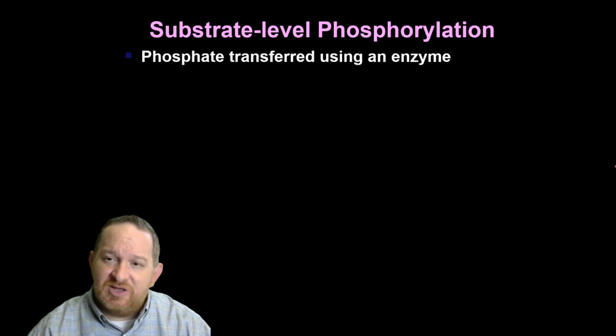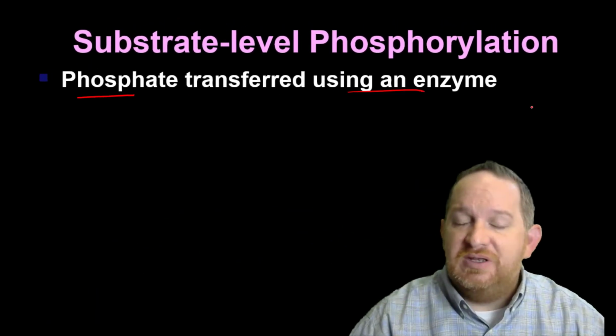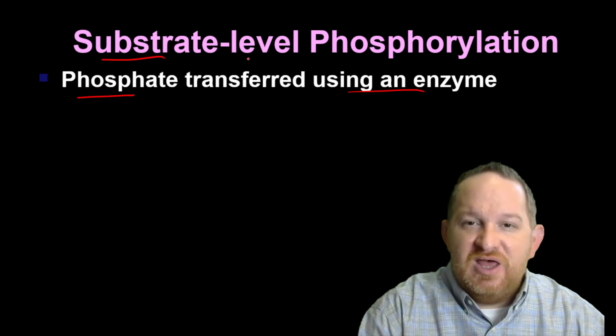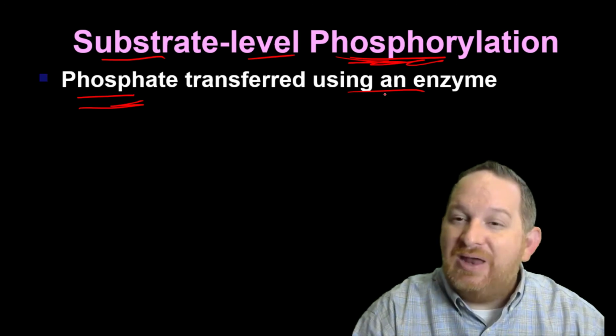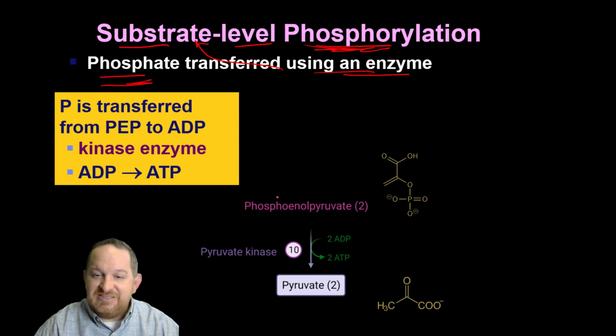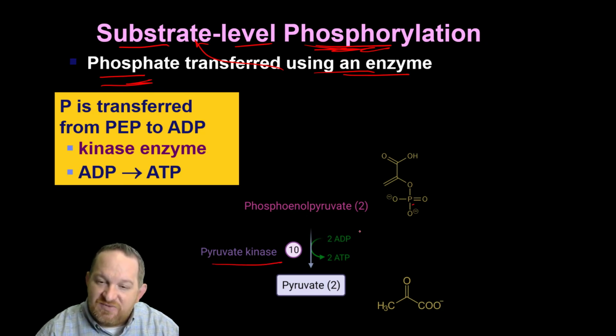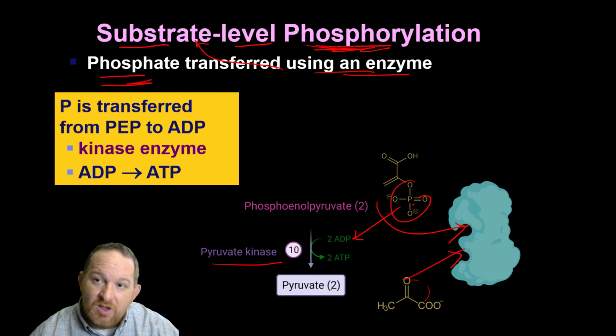So that last step, substrate level phosphorylation, is where a phosphate group is transferred using an enzyme. This is called substrate level phosphorylation because phosphorylation happened, right? We had a phosphate group transferred, and we used an enzyme to do it, so that was at the substrate level. So this is a kinase enzyme. Remember, this was that last step. And what we saw was that this enzyme, pyruvate kinase, took the phosphate and added it to ADP. So essentially these fit as substrates, so we call this substrate level phosphorylation.